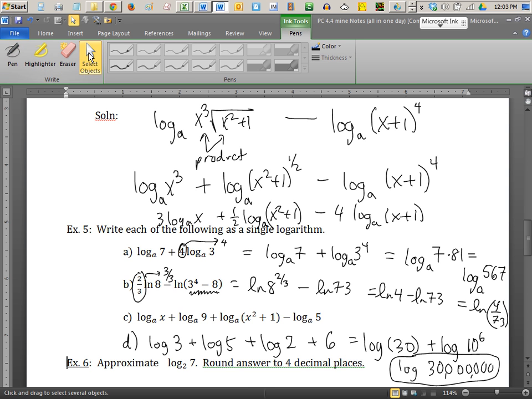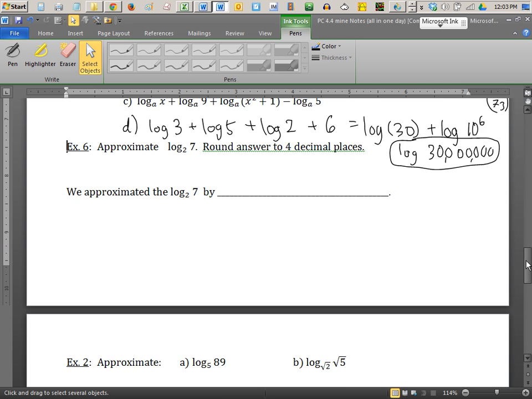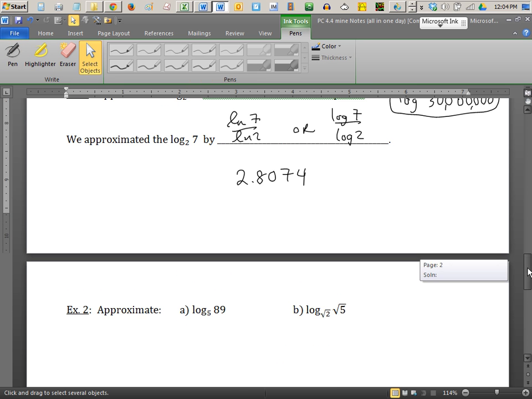All right, the next one, we already kind of practiced this, but we're going to just type this into our calculator. In order to get log base 2 of 7, we actually type it as ln 7 over ln 2, or you can use the log button if you prefer. I'm getting 2.8074. They asked for 4 decimals on that. Or you could do log base 5 of 89, so just ln 89 over ln 5.